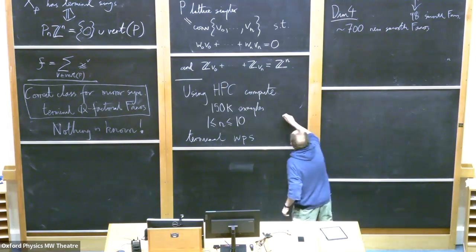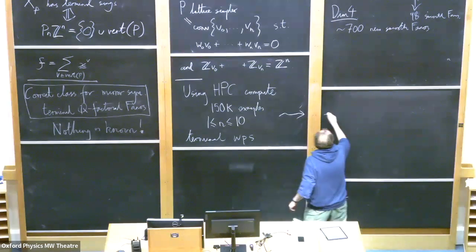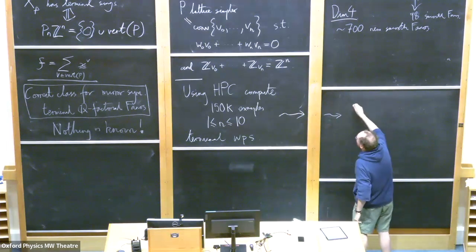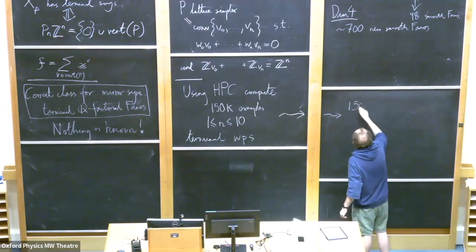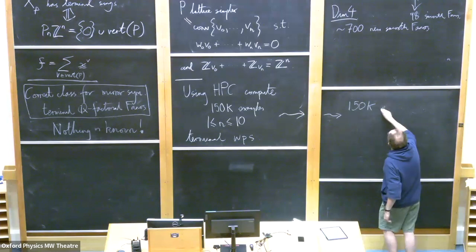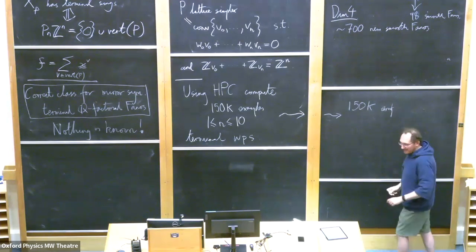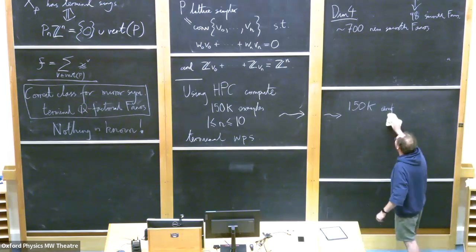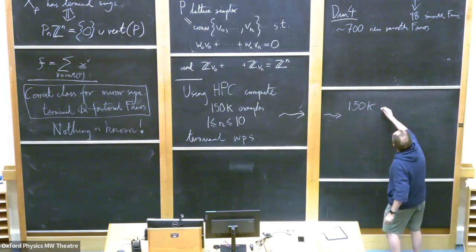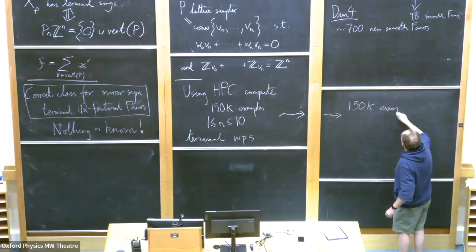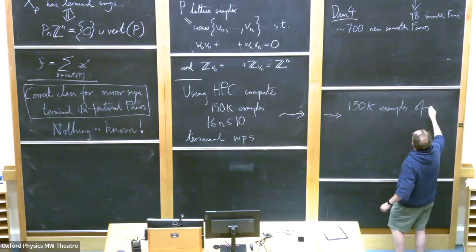And so the upshot of this is we have 150,000 examples of period sequences.